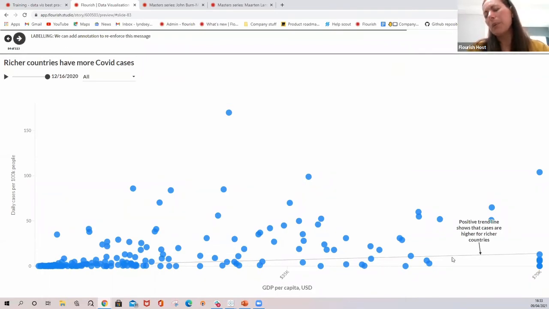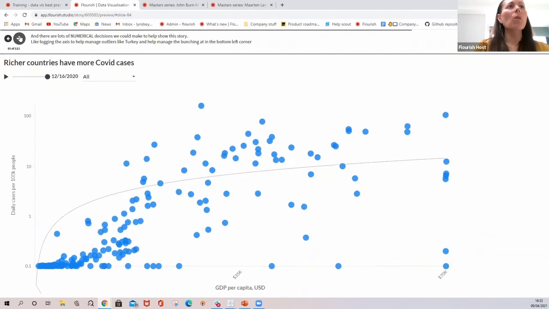People that aren't very analytical may find scatter a bit harder to understand. So we're trying to get them to understand, what does a trend line mean? What does a positive trend line mean? So we can reinforce this message with annotation.